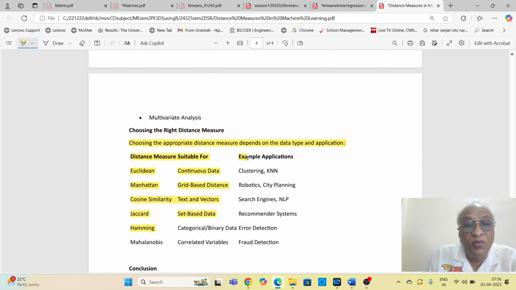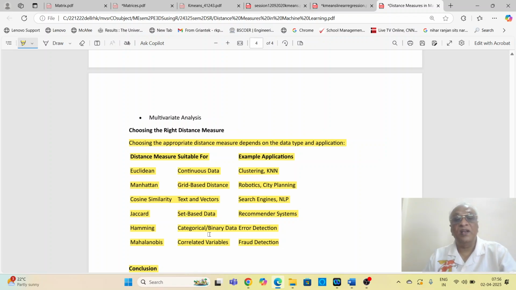And if you look at this table also, you can see here, Euclidean distance is suitable for continuous data. Applications can be clustering or KNN, K-means clustering or K nearest neighbor. Manhattan is for grid-based distance. It is used for city planning. Cosine similarity is suitable for text and vectors. It is used in NLP. Jaccard is for set-based data. It is used for recommender systems. Hamming is suitable for categorical or binary data. It is used for error detection. Mahalanobis is used for fraud detection.